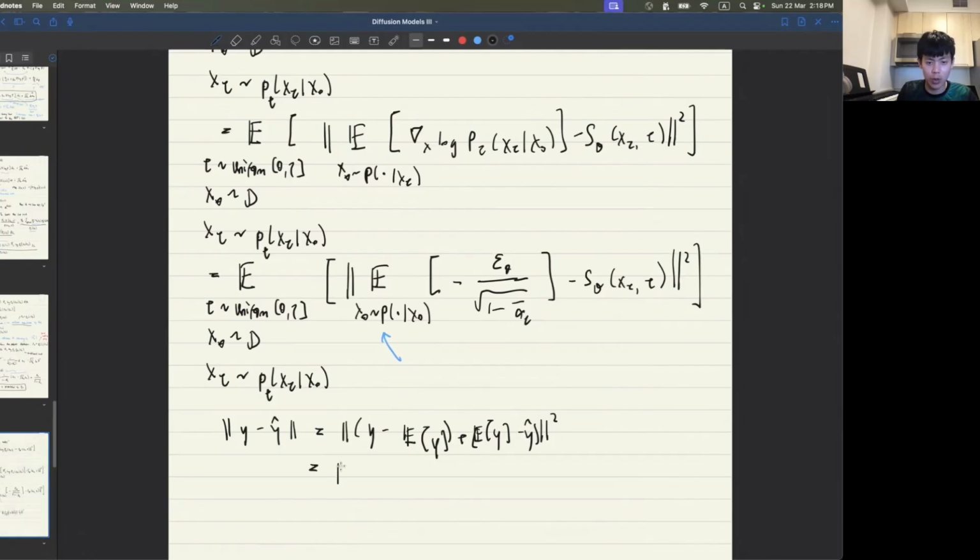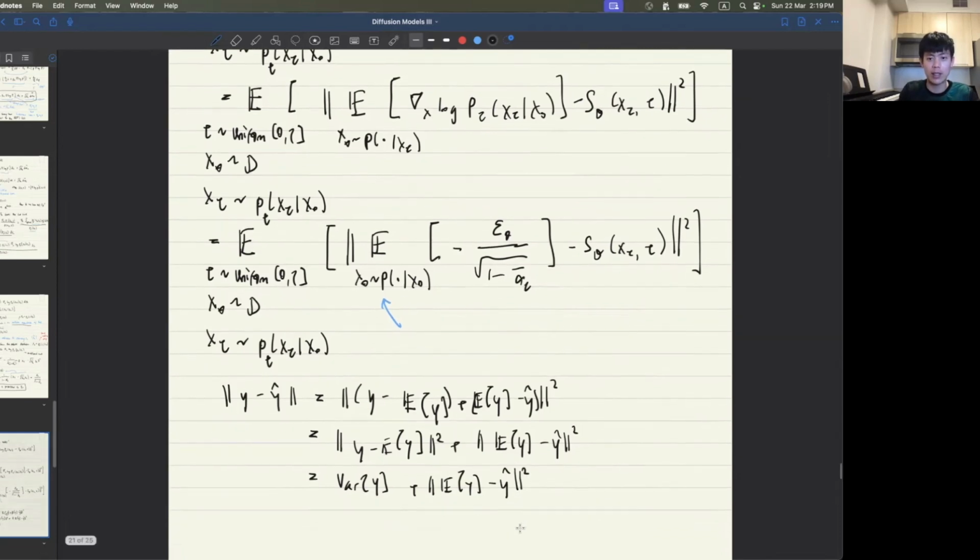And this is equal to, because these two vectors are orthogonal in the Hilbert space, we can write it as the expected value of y minus the expectation of y, squared, plus the expected value of y minus y hat, squared. And this is going to be equal to the variance of y, or the sum of the variances of the coordinates of y, plus the expected value of y minus y hat, squared.